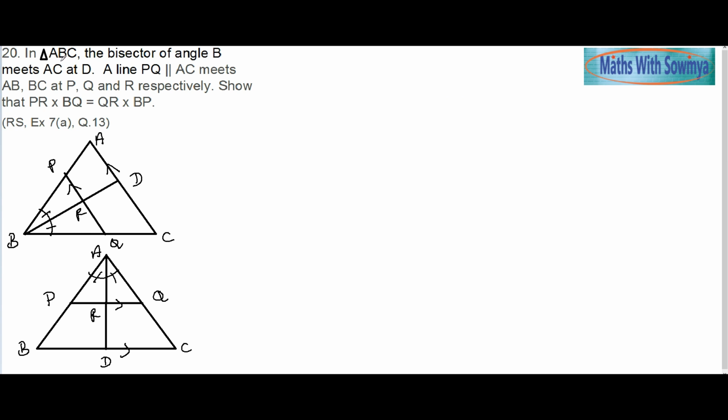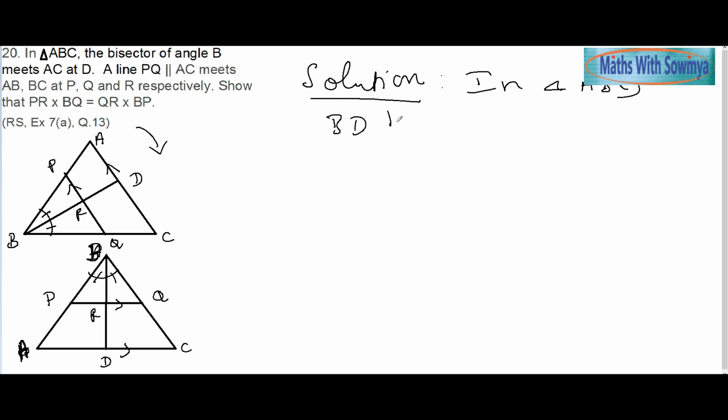So here it is given: in triangle ABC, the bisector of angle B. So this is B here, this is B and this is A. I just inverted this particular triangle, I just turned this triangle like this. So this is BD. Solution: given in triangle ABC, BD bisects angle B.